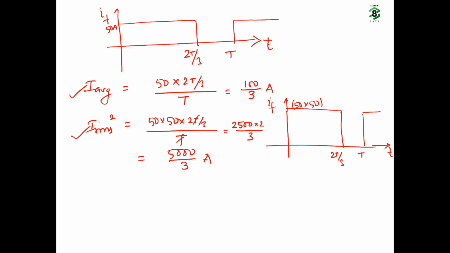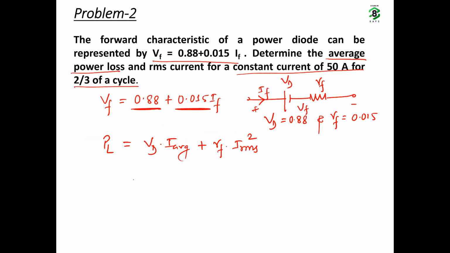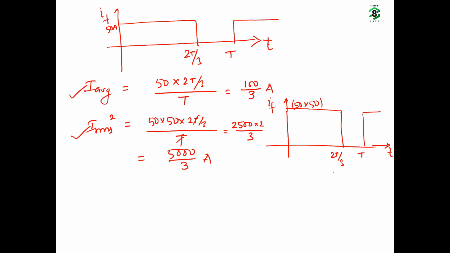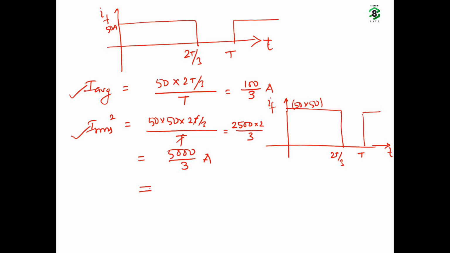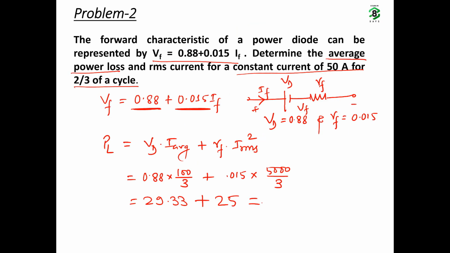Now we will use these values to calculate our power loss. Put these values here. VD is 0.88 into 100 by 3 plus RF, which is 0.015, into 5000 by 3. When you calculate, you will get 29.33 plus 25, which is 54.33 watt. So this is the average power loss occurring across the power diode.